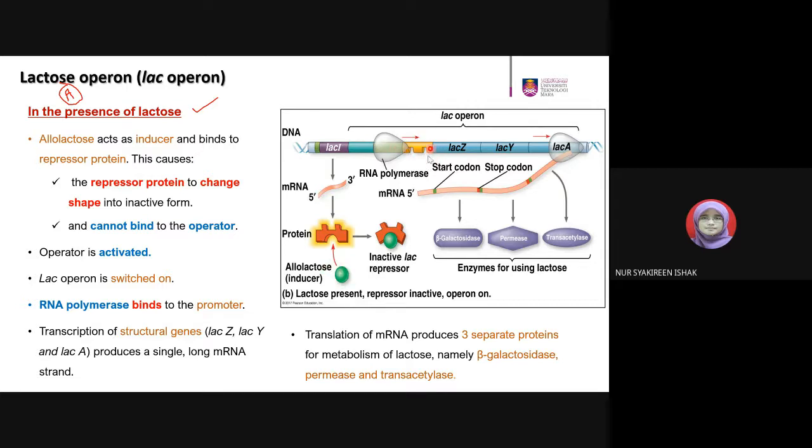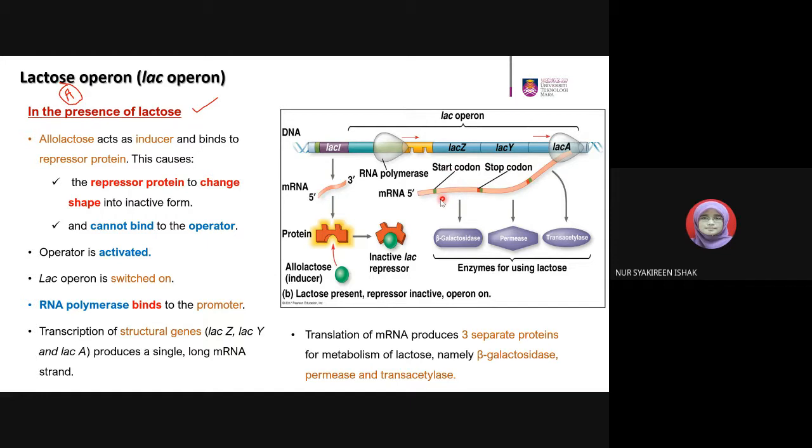So the operator is now free. Okay, so RNA polymerase can bind to the promoter. So transcription of the three structural genes, okay, lacZ, lacY, and lacA, produces a single long mRNA. Walaupun ada 3 gene yang berbeza here, dia hanya akan menghasilkan satu sahaja mRNA. Only one single mRNA transcript will be produced through the process of transcription.